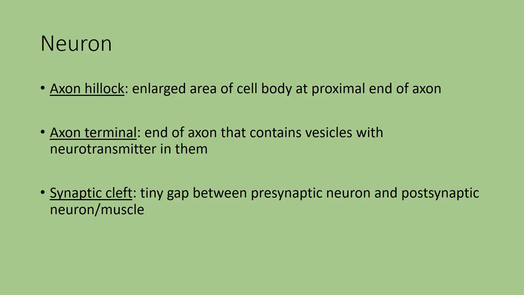Right at the area where the axon connects to the main cell body is the axon hillock. The very end of the axon is called axon terminus or axon terminal. The synaptic cleft is the little space that's going to be between the neuron and an adjacent neuron or the muscle or the gland that it is.